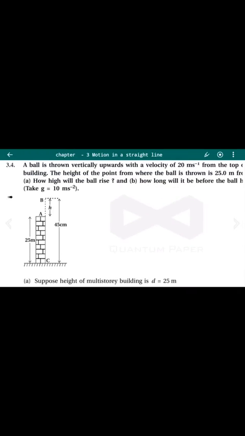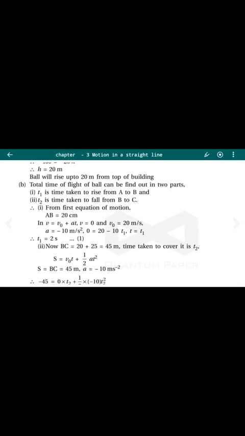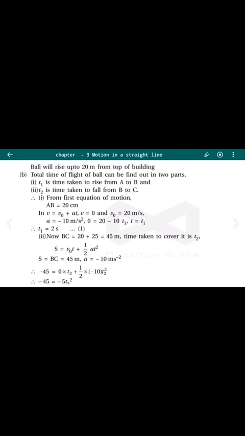So first we will find T1, the distance that it covers, that is from A to B, that is 20 meter. In the equation V equals V0 plus AT, V, the final velocity over here, is equal to 0, and initial velocity is given as 20 meter per second. Acceleration is minus 10 meter per second square. So putting this value in the equation V equals V0 plus AT, it will be 0 equals 20 minus 10 T1, that is T equals T1, T1 equals 2 second.